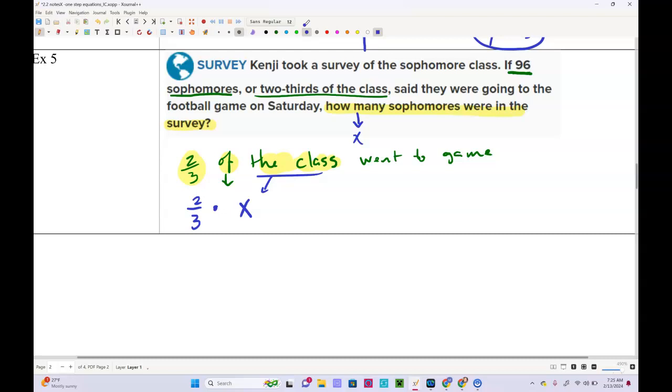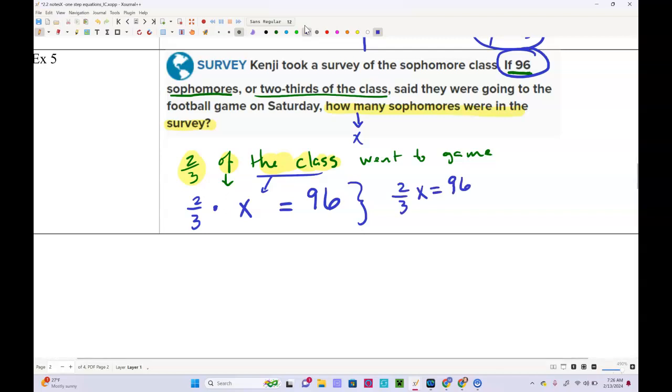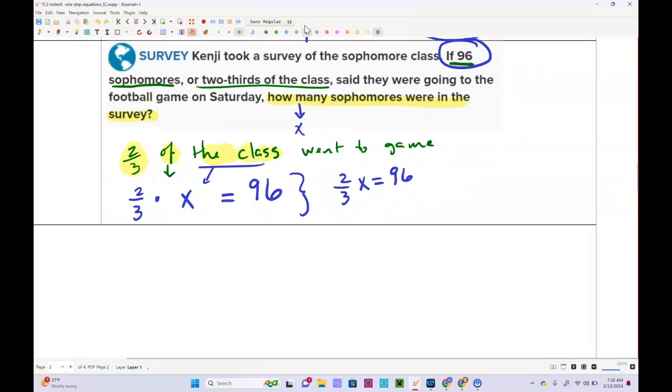2/3 x. Now let's think about our constraint, the one thing we haven't used. 2/3 of the class, it tells us in the beginning, is 96. So the constraint here is this is going to equal 96. So 2/3 of the class, which by the way is 96 people, it told us, went to the game. So we can write our equation like this. I'll write it again. 2/3 x equals 96, right? And so that's part 1.